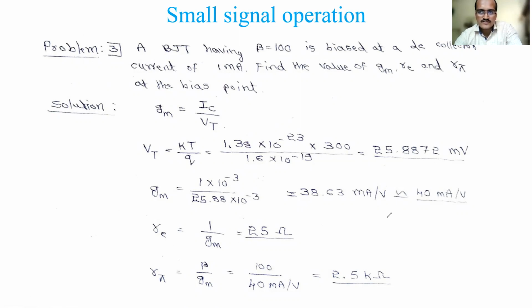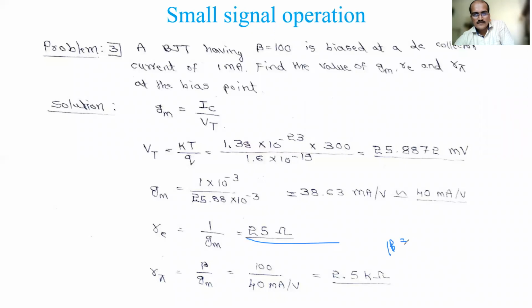It is a very small resistance value. Then the next one is r-pi. Whichever formula you can take, here two formulas you can use. Since re is known, r-pi you can use (beta plus 1) times re, the previous relation. Or, since the beta value is given and not used, you can also use beta by gm. So it is 100 by 40 milliamps per volt, equal to 2.5 kilo ohm.